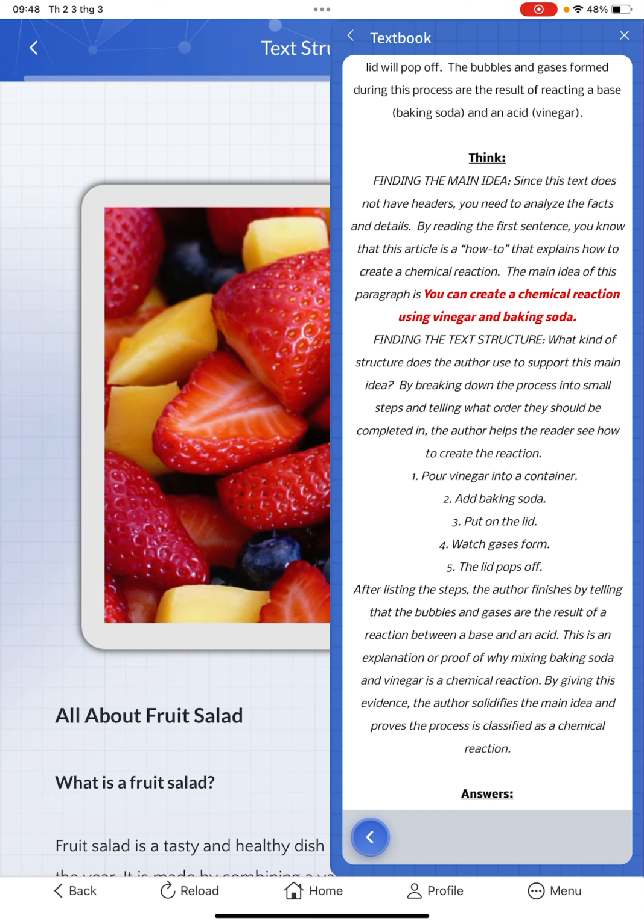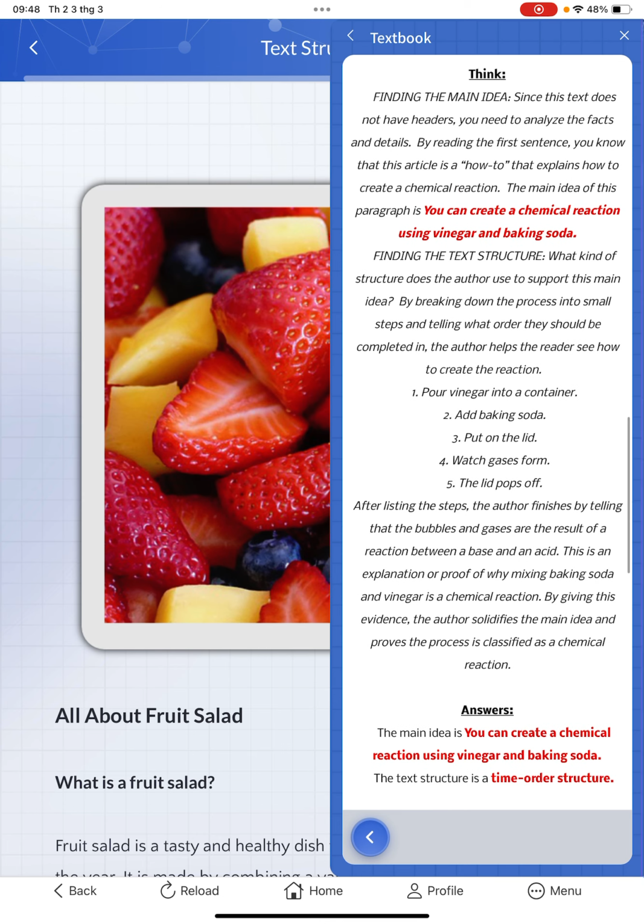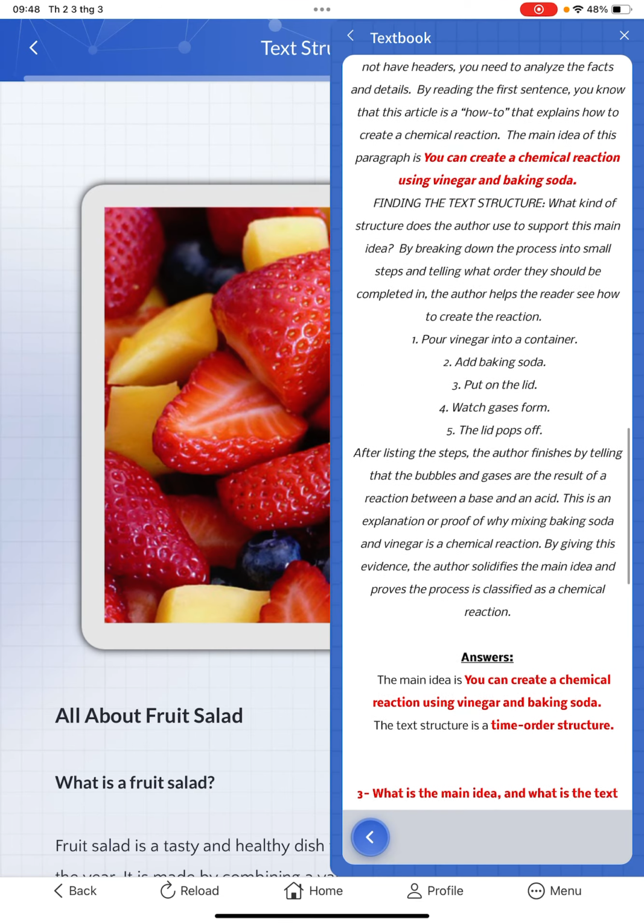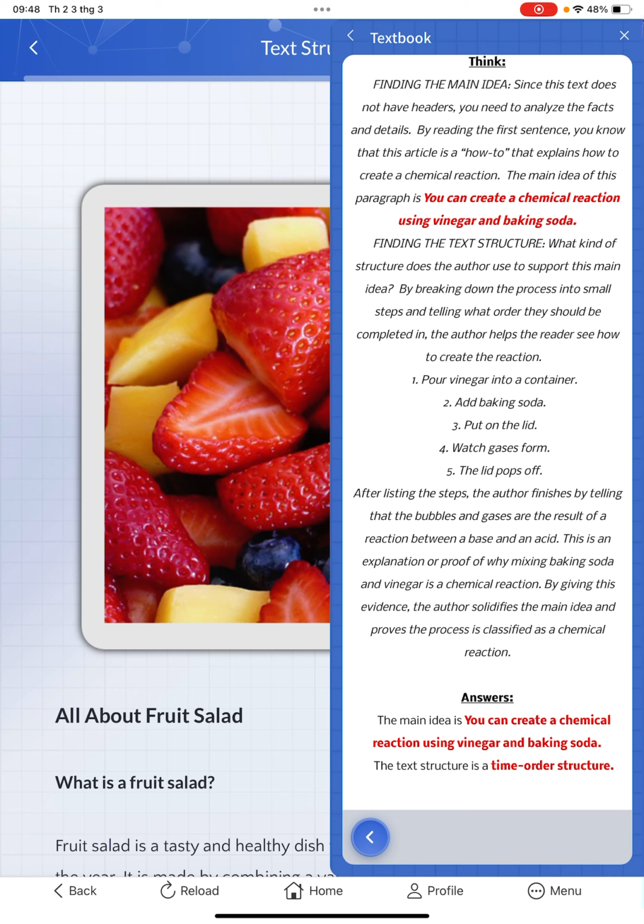After listing all these steps, the author finishes by telling how the bubbles and the gases are created, and they are the result of the reaction between a base and an acid. So this is an explanation or proof of why mixing baking soda and vinegar is a chemical reaction and how they work, because one is a base and one is an acid. By giving this evidence, the author solidifies the main idea and proves the process is classified as a chemical reaction. So the main idea here is you can create a chemical reaction using vinegar and baking soda, and the text structure is a time order structure.